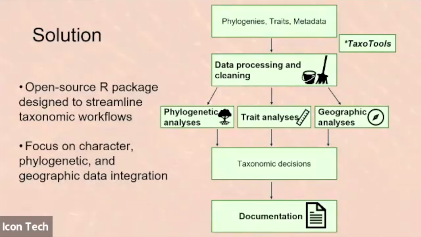So here we have the workflow of what a traditional description might look like, where you start with your data. Most often my data was phylogenies, traits, these were mostly morphological traits, and metadata, including latitude and longitude points. TaxoTools then has functions to help facilitate cleaning and processing all of those different data types before going down into some phylogenetic, trait, and geographic analyses.